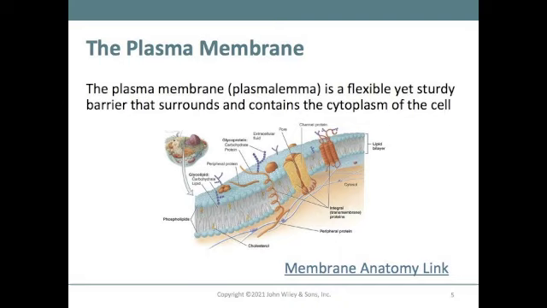The plasma membrane, a flexible yet sturdy barrier that surrounds and contains the cytoplasm of a cell, is best described by using a structural model called the fluid mosaic model. According to this model, the molecular arrangement of the plasma membrane resembles a continually moving sea of fluid lipids that contains a mosaic of many different proteins. Some proteins float freely, like icebergs, in the lipid sea, whereas others are anchored at specific locations like islands.